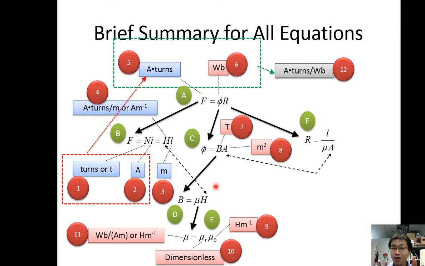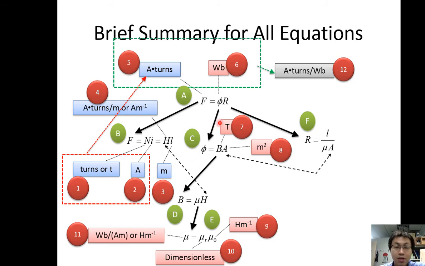So I put them in a summary. First of all, we look at the green labeling. We start from F equals phi R, or similarly in an electrical circuit V equals IR, right? Then we go further. First A finishes, we go to B, then C. On the left-hand side first, F equals Ni, and also equals HL. Done B, then we go to C. Phi equals B times A. Then we know that B equals mu H, and mu equals mu r mu naught. Then R equals L over mu A. So these are all the equations that we need to memorize and how they come out.